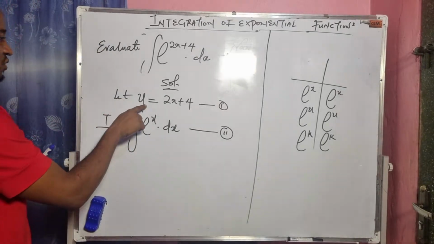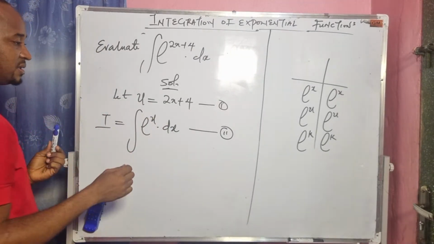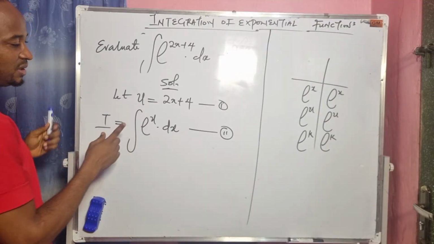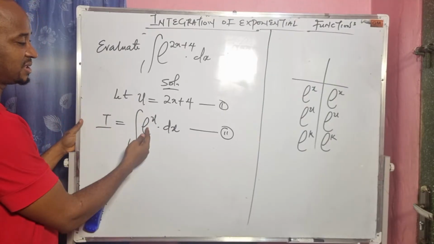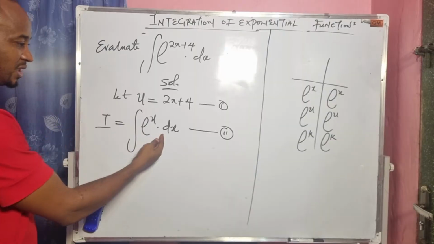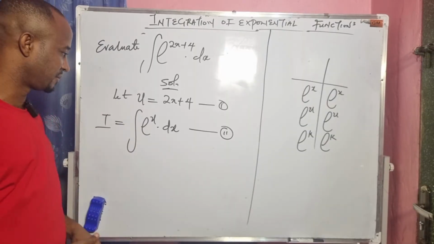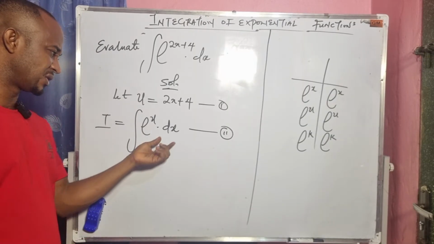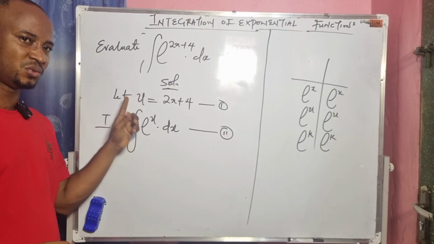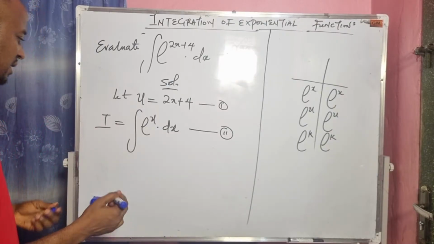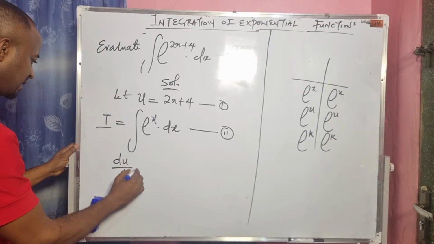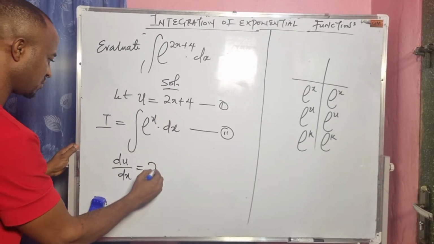I have to differentiate u with respect to x in order to generate dx, because the authority or the right to integrate e^u is not the x, but rather the u. So I'll look for a means to eliminate the x by bringing in our du. And to bring in the u, I have to differentiate u with respect to x. So that will give us du over dx equals 2.